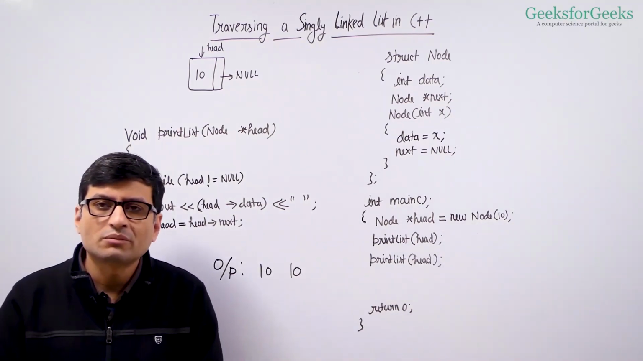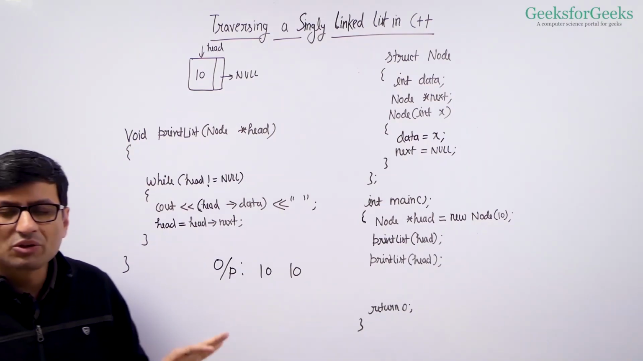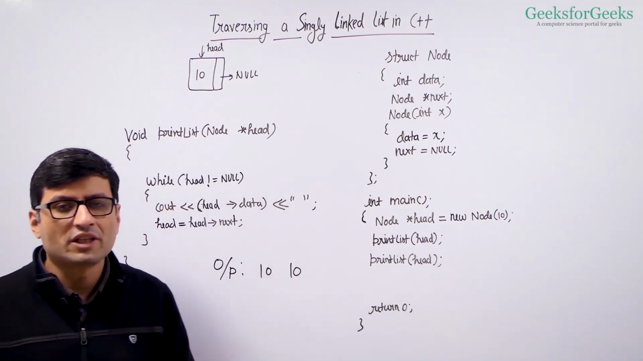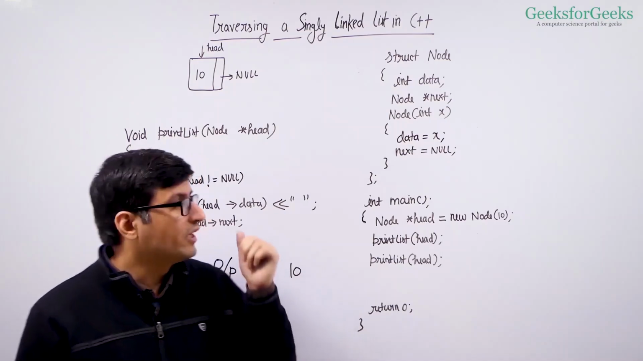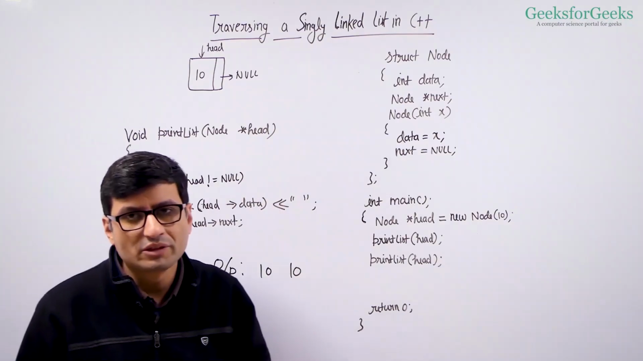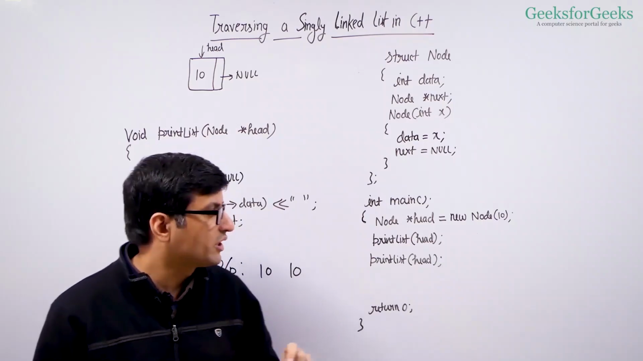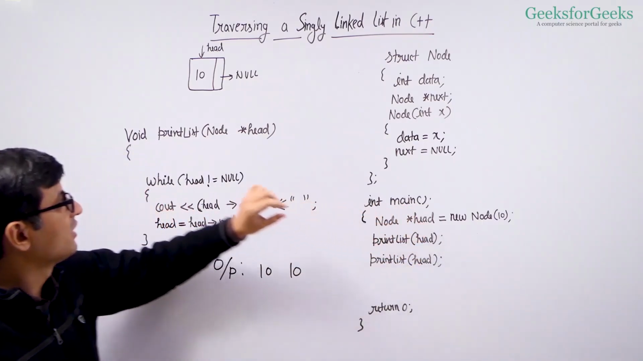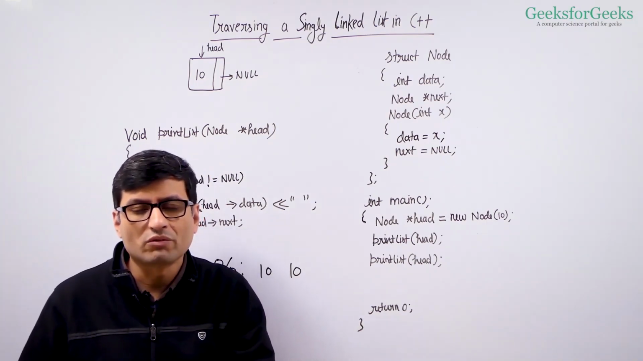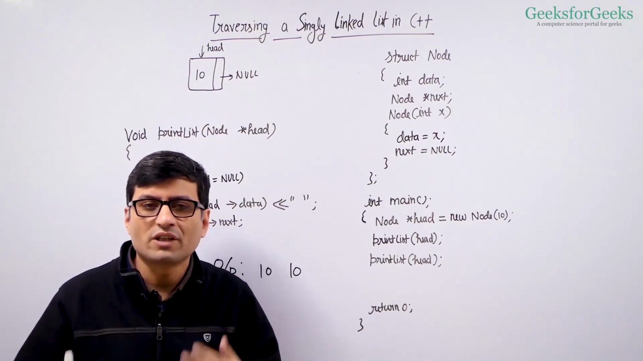The output of this program is going to be 10. It's going to print 10 two times. How does this work? In C++, when you pass a pointer to a function, this pointer variable here and this pointer variable here are both different variables. They both have the address of the same memory location, but they are different variables. This head variable is of the main function and this head variable is of the printList function. Like normal integer, character, float variables, pointer variables are also copied when we make a function call.